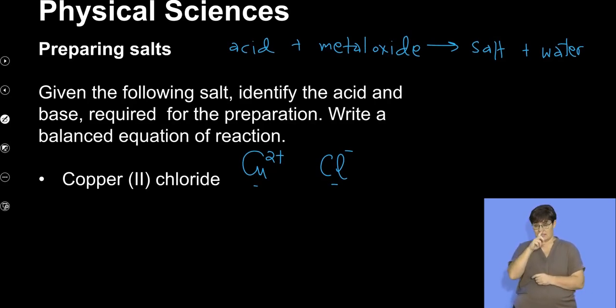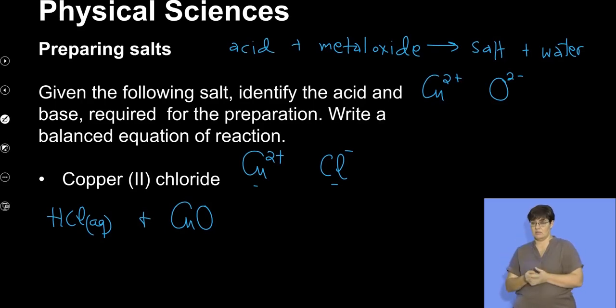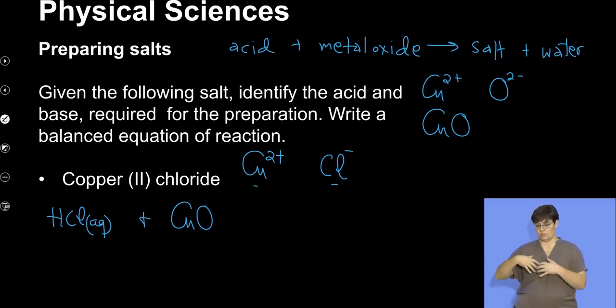So if we think of an acid that contains the chloride ion, it becomes HCl, which is hydrochloric acid, a strong acid, plus copper oxide. Take note of the formula of copper oxide. Copper is Cu2+, and oxygen is O2-. So if you go back to our chemical formula, you get CuO. This is a metal oxide. In most cases, it exists as a solid at room temperature.